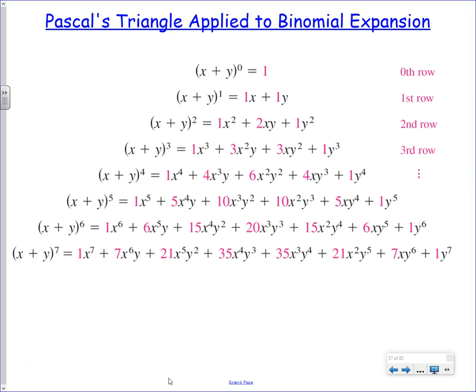So the second term is increasing, starting at 0 and going up until it reaches the maximum capacity, which is the highest power. And the first term is starting at the highest and going down till its lowest capacity, which would be the 0 power. And the coefficients are in front. Now there are a few different things that'll make a binomial expansion look a lot different than this. But these coefficients from Pascal's triangle will always apply.